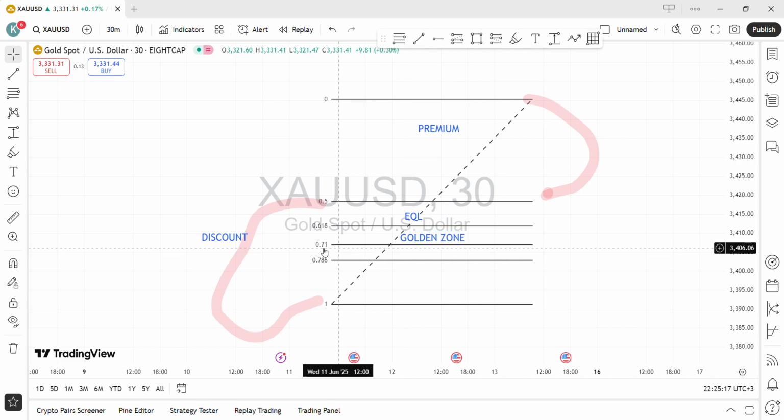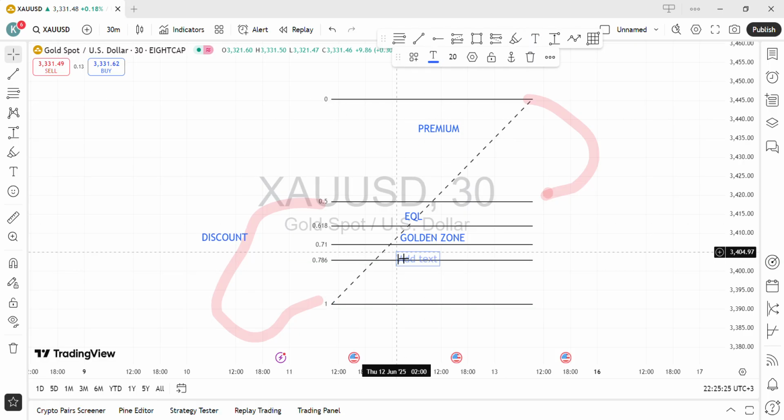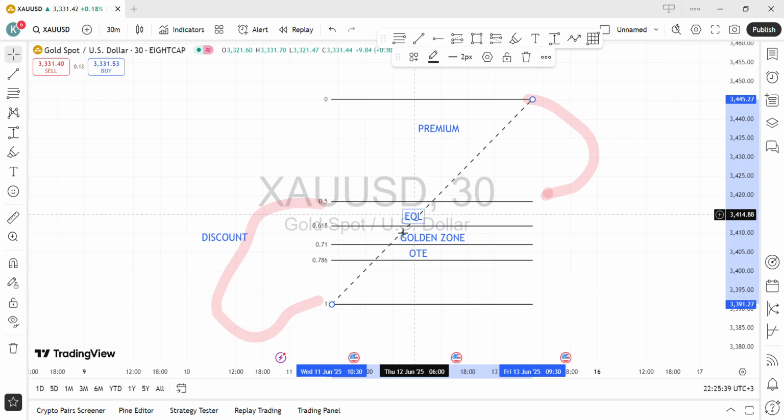And then in between 0.71 and 0.786, we have the OTE. In full, OTE is known as the optimal trade entry. And this is what most of the time we normally use to take our trades. I recommend we normally take our trades in between the golden zone and the OTE. So these are the key zones on our fib tool.